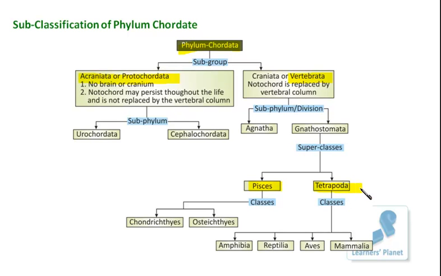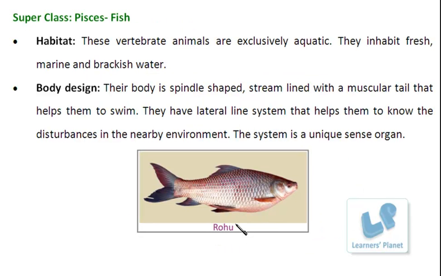For now, I'm going to explain the basic features of Pisces, and what the subclassification under this is. I will just briefly tell you about that. So let us continue. Students, the very first superclass in the group Vertebrata is the Pisces. This group is commonly known as the group of fish. All fishes that you know come under this particular group.